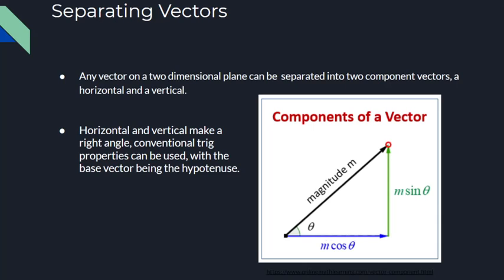So when you separate a vector, usually you're going to be doing it in a two-dimensional plane. In this case, you can separate it into two component vectors, a horizontal vector and a vertical vector. The horizontal and vertical make a right angle, so conventional trig properties can be used, with the base vector being the hypotenuse of a right triangle made up by the components and the base vector.